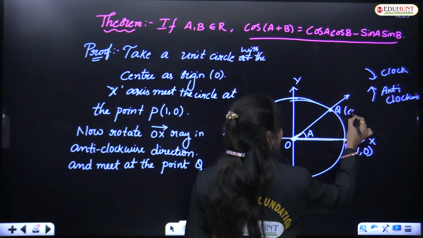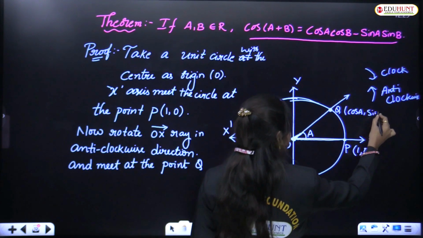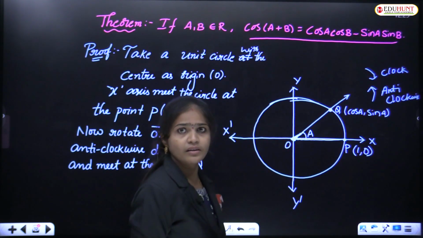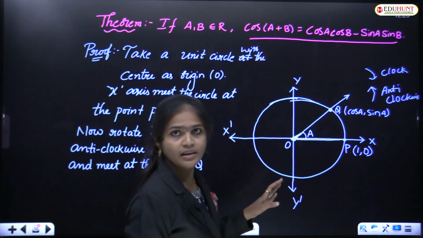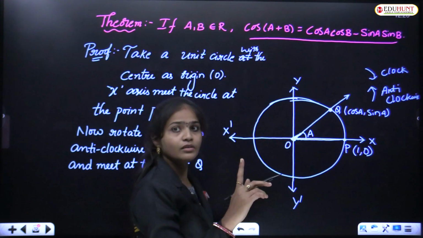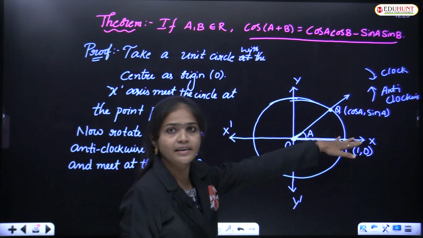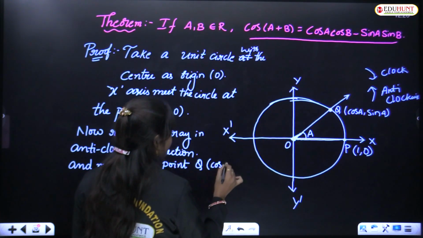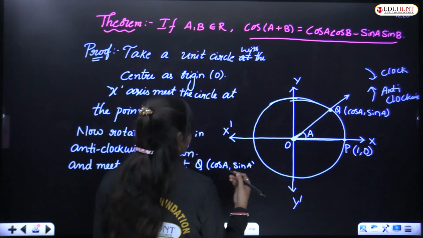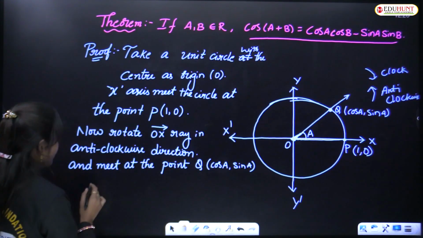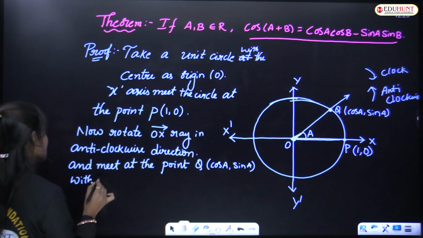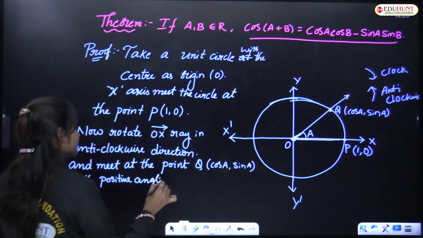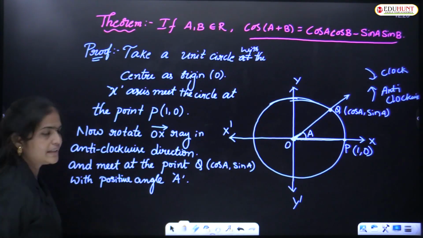So here the coordinates are cos A, sin A. Why? Because some angle is there, and to that angle we know how to write the trigonometric ratios. Here A is one of the angles, and to that angle we are giving cos and sin trigonometric ratios. So the point Q is (cos A, sin A), meeting at the point Q with a positive angle A.